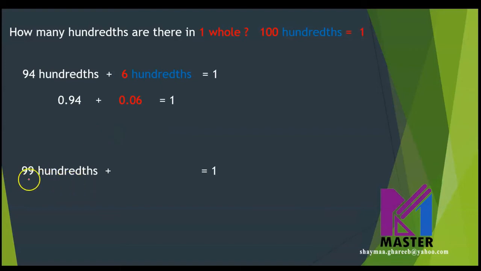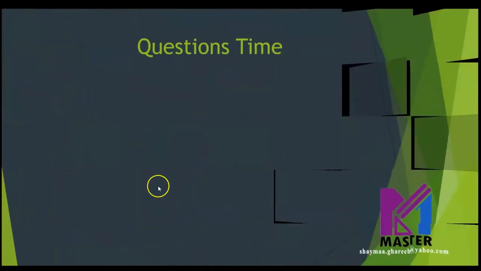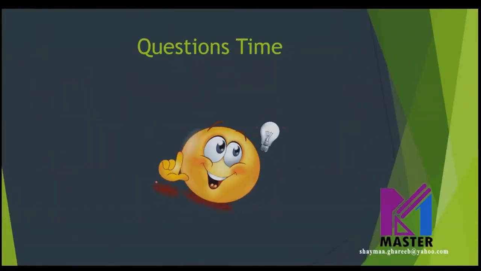99 hundredths. If I have 99 hundredths, it means I only need 1 more hundredth. As a decimal, it will be 0.99 plus 0.01. Now, let's have some questions. Are you ready? Let's start. 84 hundredths plus what gives 1? Yes, 16 hundredths. 84 plus 16 makes 100 hundredths, which is 1. 0.84 plus 0.16.